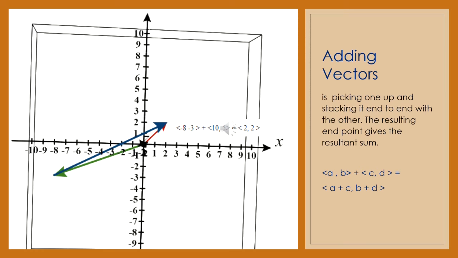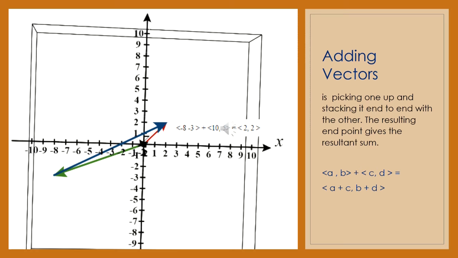It's also very logical to realize that if you picked one of the vectors up and did not change its direction at all, you kept the same direction and kept the same length, but moved it so that its initial point was now the terminal point of the other vector, then the vector is going to land at the answer to the sum of the vectors. So if I pick up 10, 5 and I stack it at the terminal point for -8, -3, you can see that it lands at 2, 2. So very logically, adding vectors literally is just adding the like components.